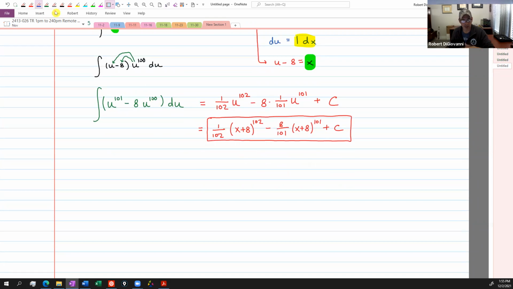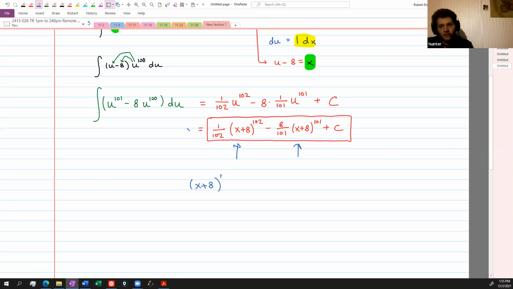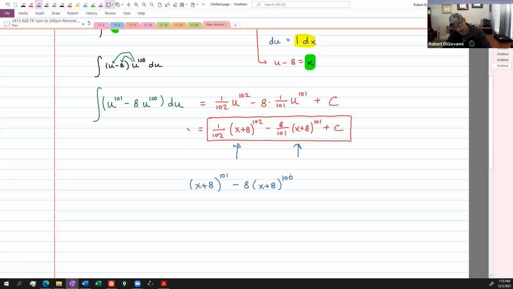Ready? Y'all are all about to get through this class, Cal 1, so y'all should be able to take the derivative of this. Derivatives, mostly easy. Here we go. So I have two terms, this one and this one. First thing, I need chain rule here, right? So the 102 comes out, and the 102 kills it. That leaves me with x plus 8 to what power? 101, differentiating first. Minus, now the 101 comes out, and it cancels with the 101 there, and I have an 8 left. So 8, and then I have x plus 8 to the 100th power, right?